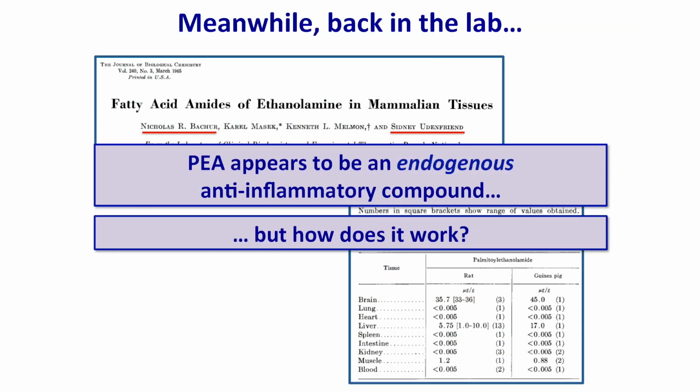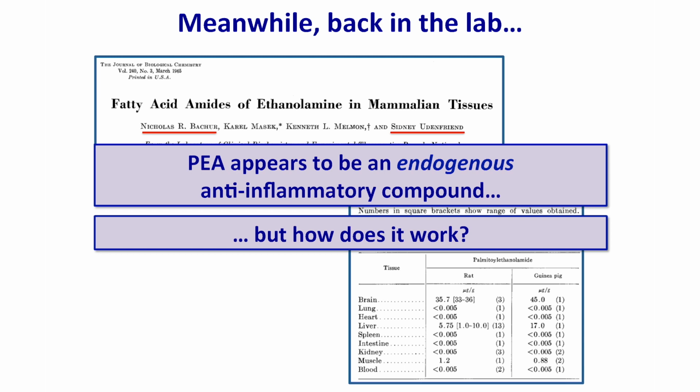Now, meanwhile, back in the lab, people were starting to pay attention to PEA, and the discovery that I think really matters here was done in a lab at the NIH. The lab of Sidney Udenfriend, who may not mean anything to you, means a lot to me. He was a very famous and accomplished investigator. And this man here, Nick Bachur, was responsible for a study where they looked for fatty acid ethanolamides like PEA in mammalian tissues. And what they found is indeed that the body of mammalian animals produces PEA.